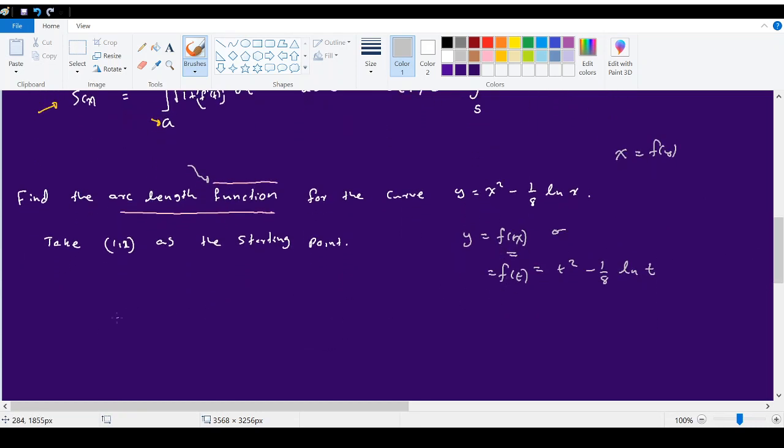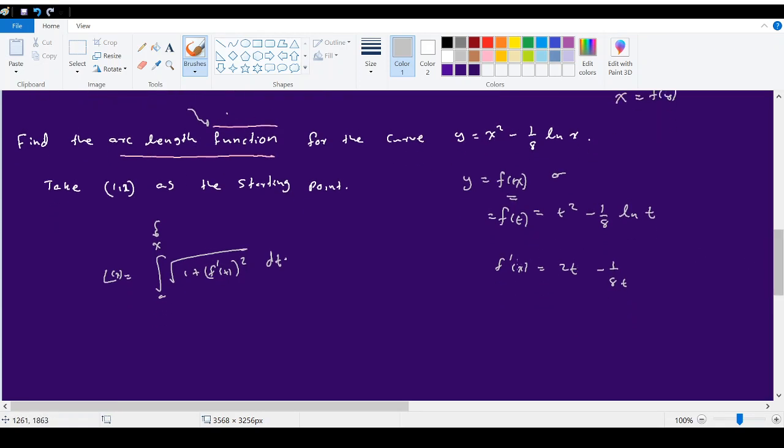Given that, now it's just a matter of substituting into the length formula, which is this one. Here we are representing the length as a function of x. In other words, when you say to represent the length as a function, that means we have a variable at the end point, and the rest is the same. We have t squared dt. Therefore we should differentiate the given function, which gives 2t minus 1 over 8t. It's 2t, not x. And here also we have f prime of t.